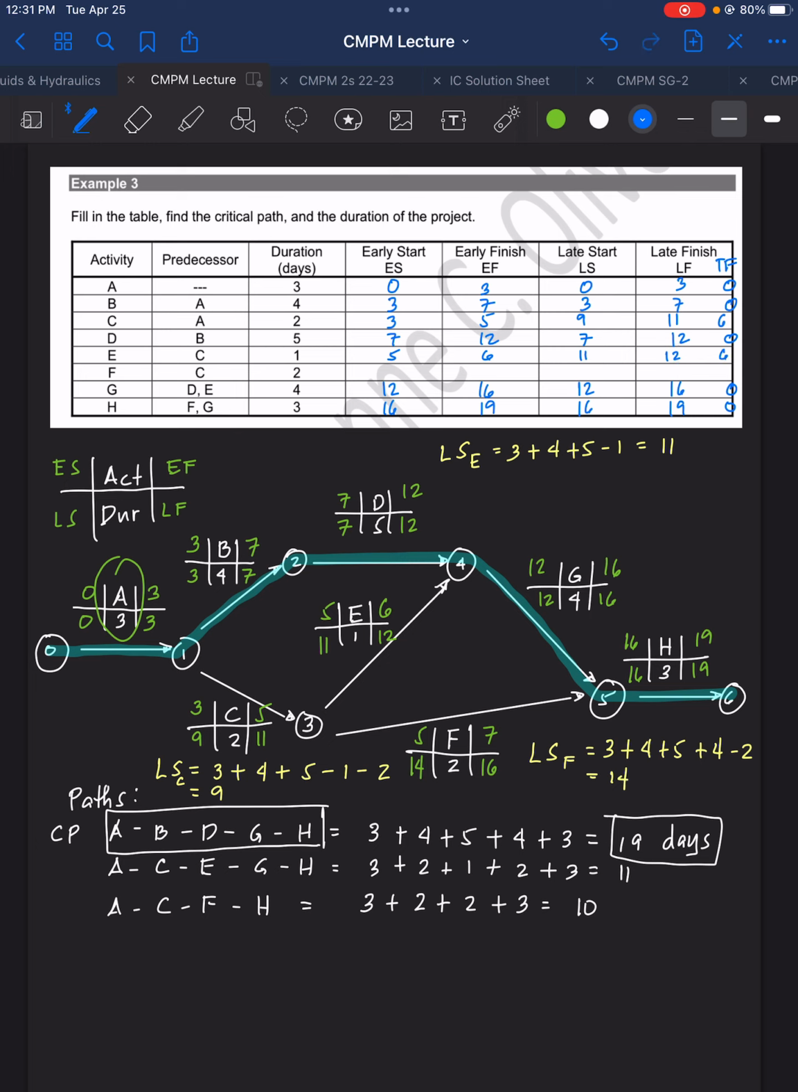For activity F, we have 5, 7, 14, and 16. So that is 14 minus 5, and that is 9. And 16 minus 7, that is 9. So total float here is 9. Okay, so the table is now complete. So that is example number 3.